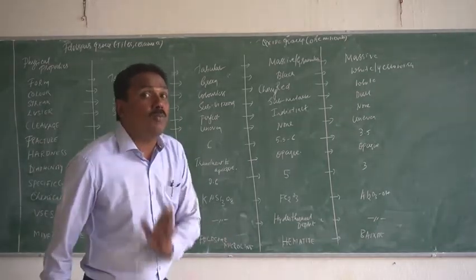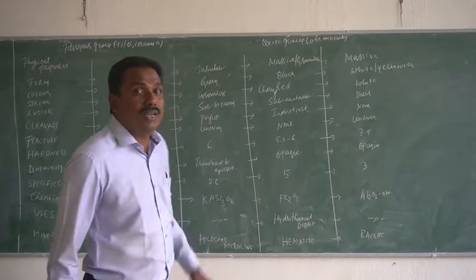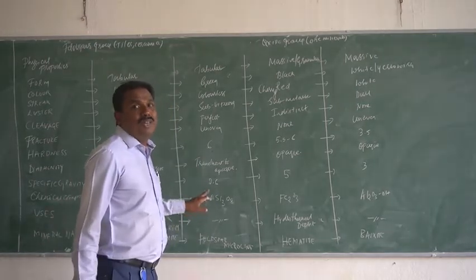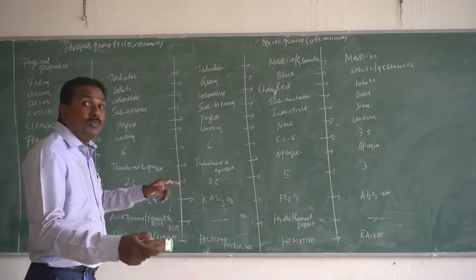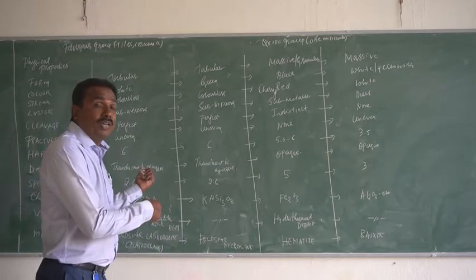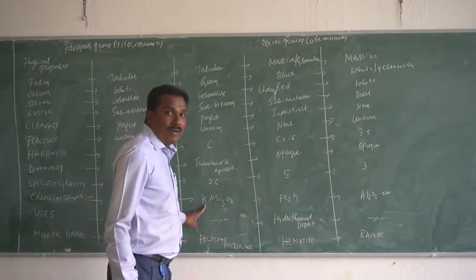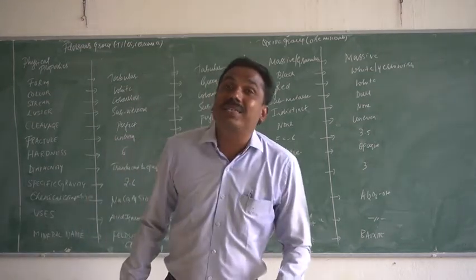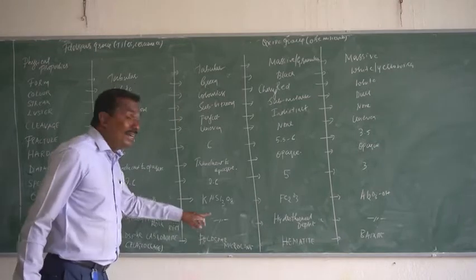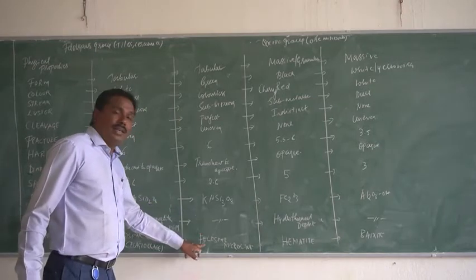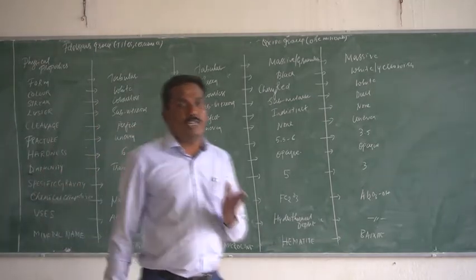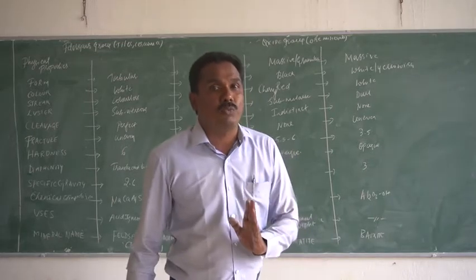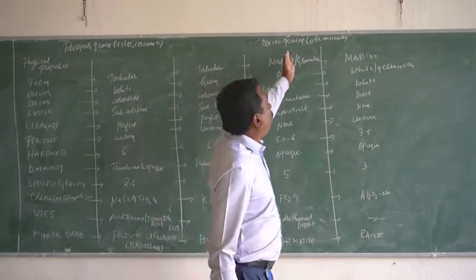The chemical composition of the microcline feldspar is potassium, aluminium, silicate. In the plagioclase feldspar, it is sodium, calcium, aluminium silicates. In this, it is potassium, aluminium silicates. The occurrence of this microcline feldspar is in acidic igneous rocks, and it is named as the feldspar. That is microcline feldspar. Now let us come to the oxide group.